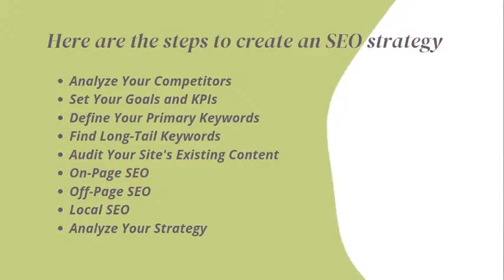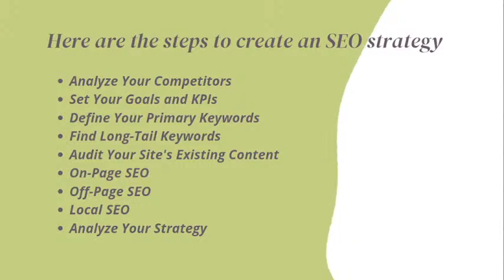Then audit your site's existing content. A content audit mainly helps you identify whether you should update it or not. Then on-page SEO. On-page SEO includes lots of things like title tags, meta description, header tags, then internal linking within the website. These are the main points in on-page SEO.